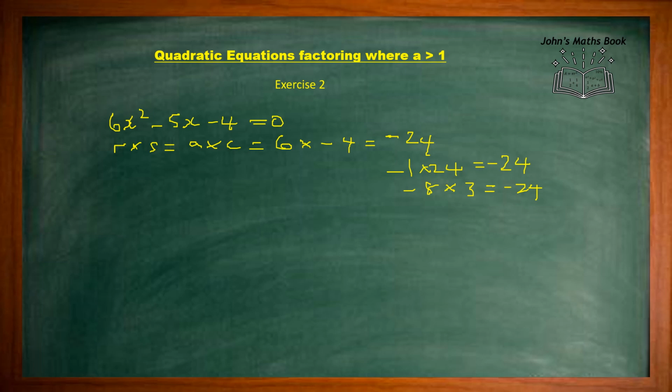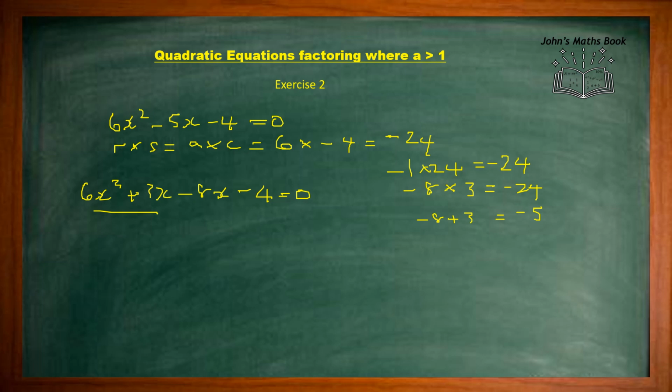And minus 8 plus 3 gives us minus 5. So that also satisfies r plus s equals b, which is minus 5. So let's use the numbers minus 8 and plus 3. So splitting the middle term of the quadratic gives us 6x squared plus 3x minus 8x minus 4 equals 0.